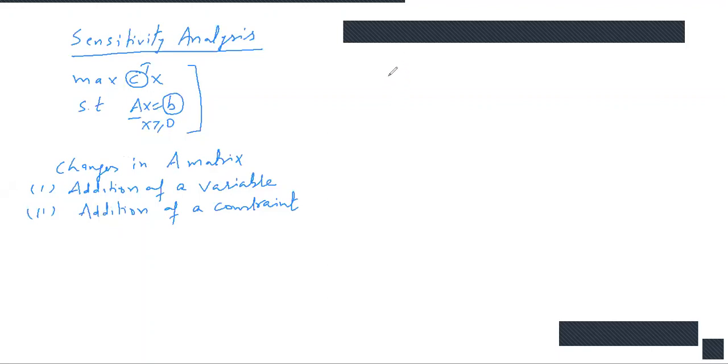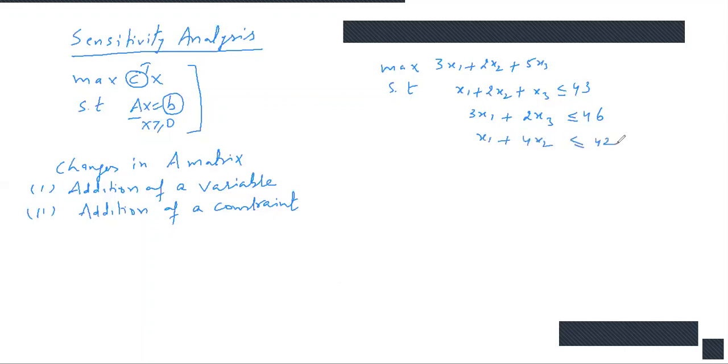Consider the problem maximizing 3x1 plus 2x2 plus 5x3 subject to x1 plus 2x2 plus x3 less than or equal to 43, 3x1 plus 2x3 less than or equal to 46, x1 plus 4x2 less than or equal to 42, x1, x2, x3 greater than or equal to 0.